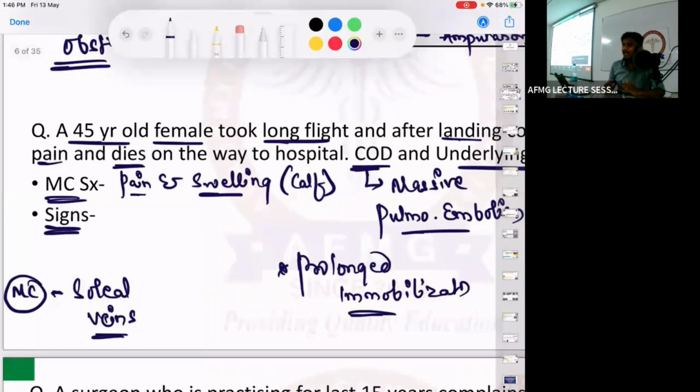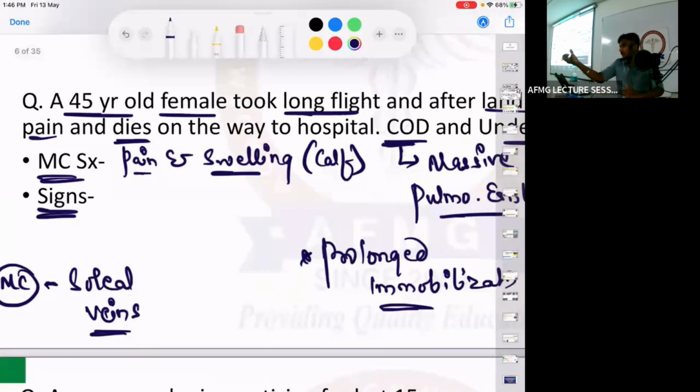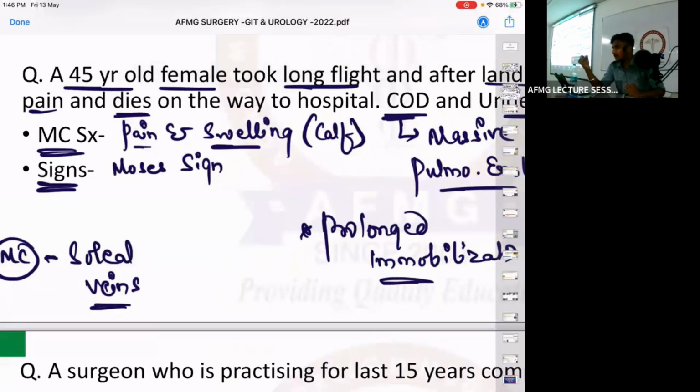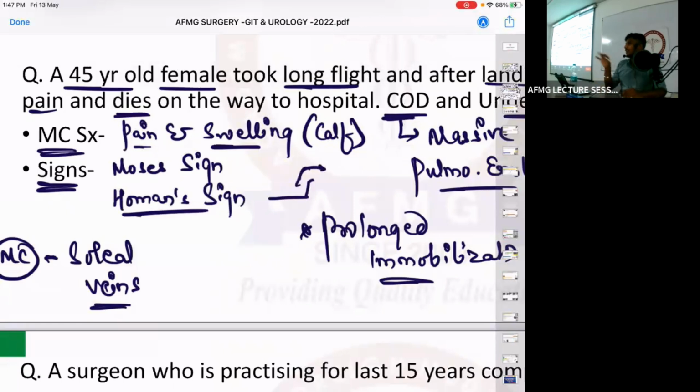Okay. What are the signs you can elicit? When you press the calf of this patient, there would be extreme pain. That is known as the Moses sign. Pain or resistance on dorsiflexion of the foot is known as the Homan sign. No issues with this.